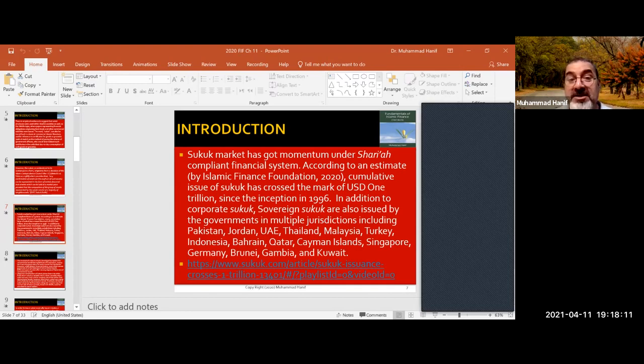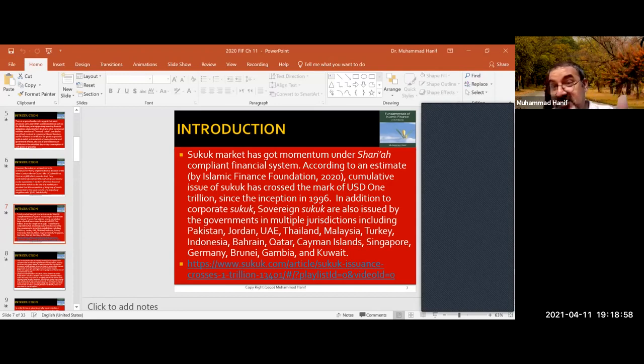Sukuk market has got momentum under Sharia compliant financial system. According to an estimate by Islamic Finance Foundation 2020, cumulative issue of Sukuk has crossed the mark of $1 trillion since the inception in 1996. In addition to corporate Sukuk, sovereign Sukuks are also issued by the governments in multiple jurisdictions, including Pakistan, Jordan, UAE, Thailand, Malaysia, Turkey, Indonesia, Bahrain, Qatar, Cayman Island, Singapore, Germany, Brunei, Gambia, and Kuwait.